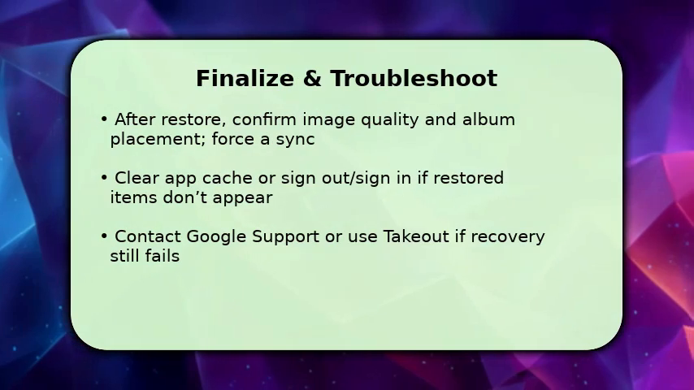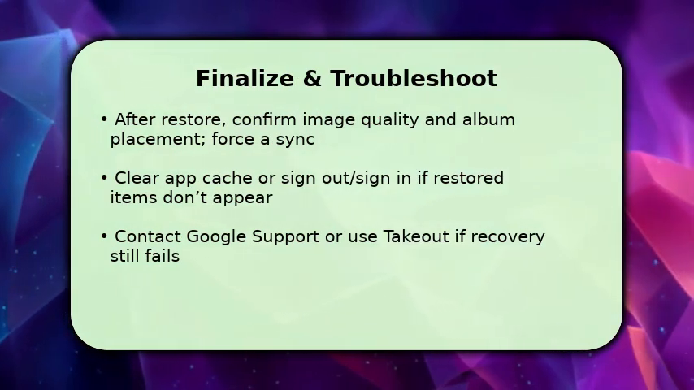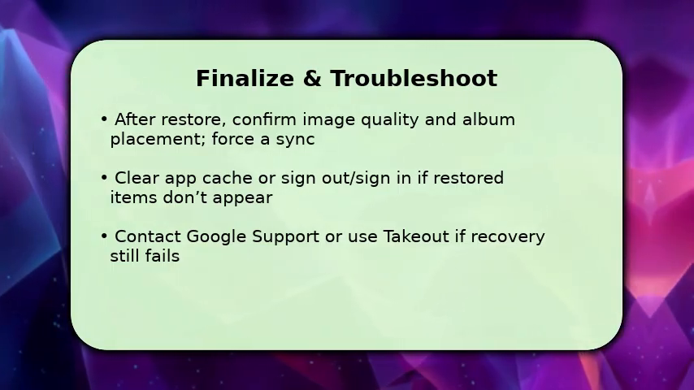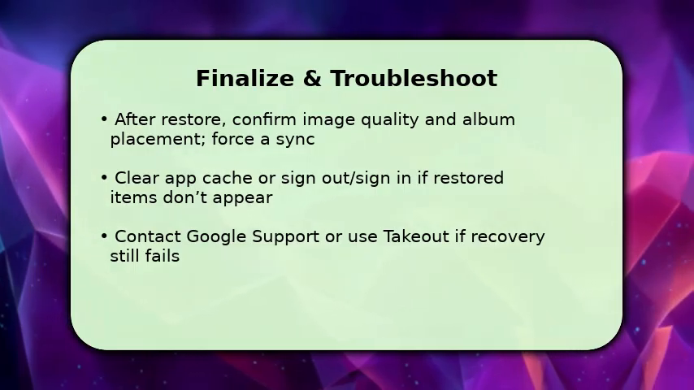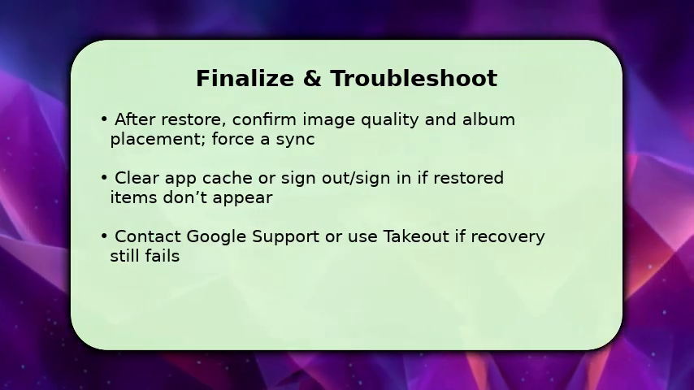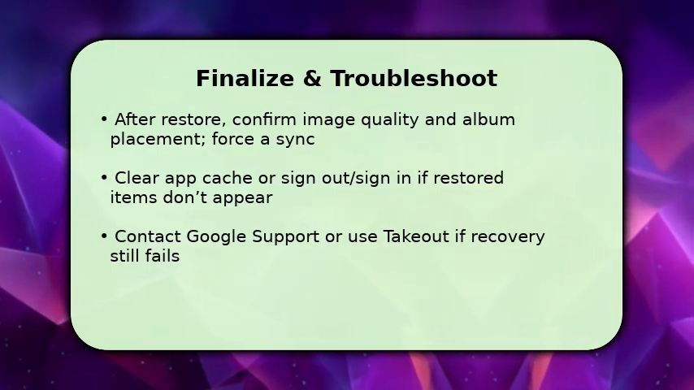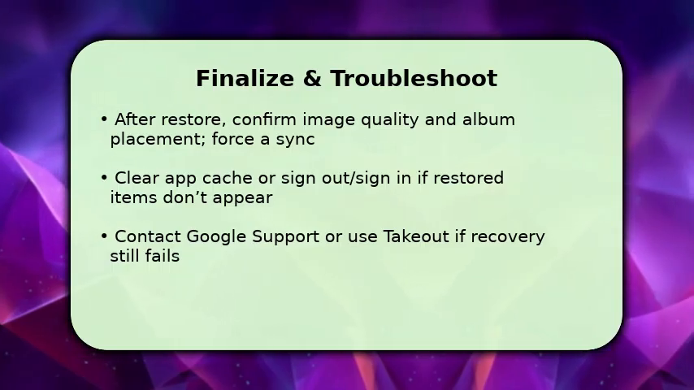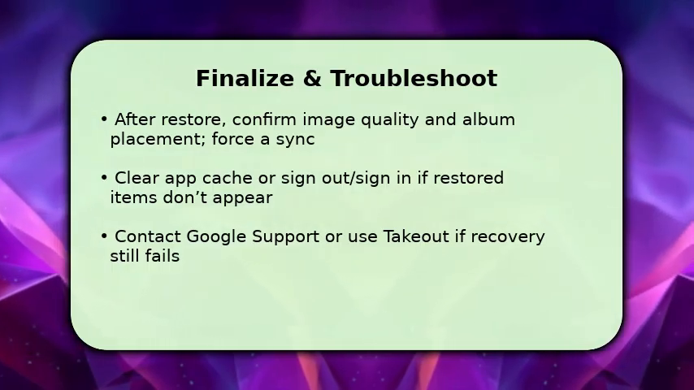Complete the process by confirming restored images appear at full quality and in the correct albums. Then force a sync by toggling backup and sync off and on, or refresh the web page. If items don't show, clear the app cache or sign out and sign back in to refresh indexing. If recovery still fails, request Google support help or perform a full takeout export to inspect raw files. Troubleshooting tip: if uploads are stalled, check storage quota and free at least 1-2 GB to allow sync to finish.